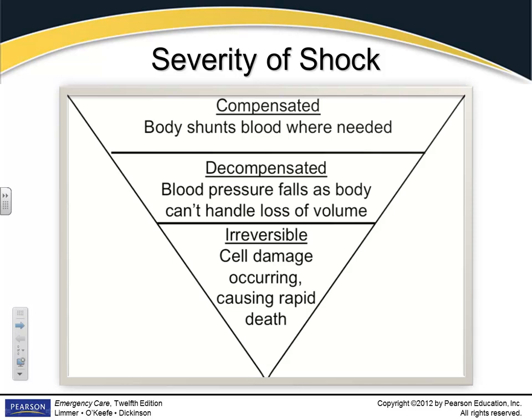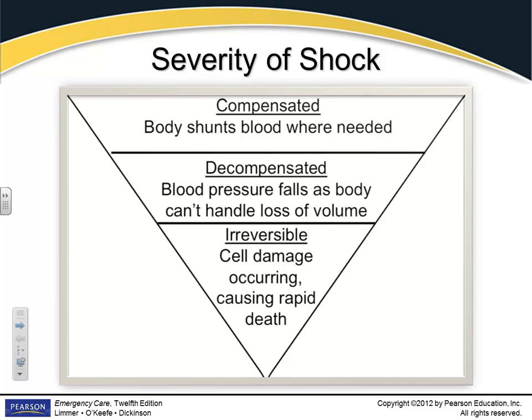Decompensated, the blood pressure starts to fall. Now see what's happening now is the body's not able to keep up. It becomes tachycardic, increases the respiratory rate, but it's not good enough to maintain the blood pressure. Blood pressure and mental status is really what we're looking for here. So decompensated, the blood pressure starts to drop and you start getting an altered mental status.